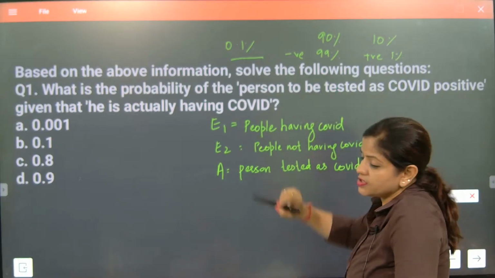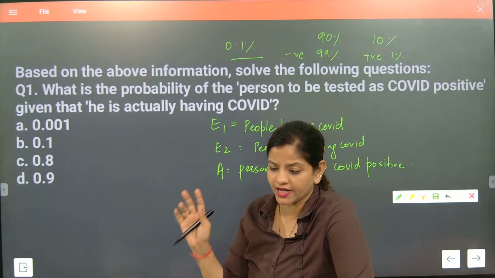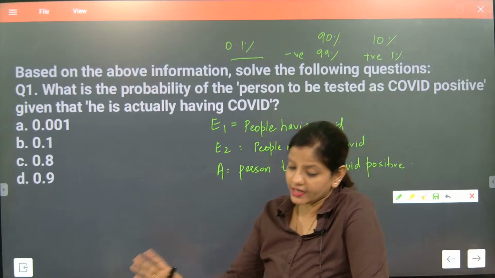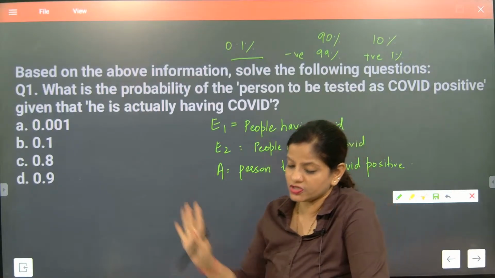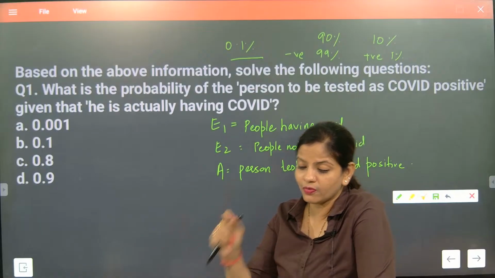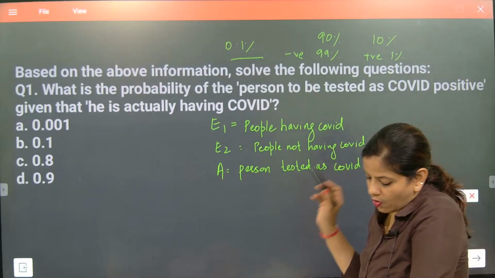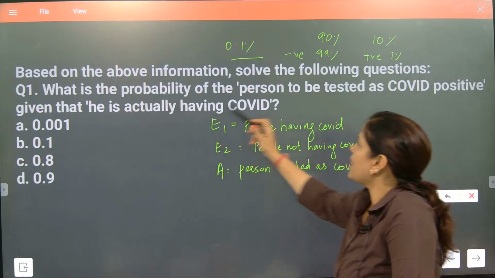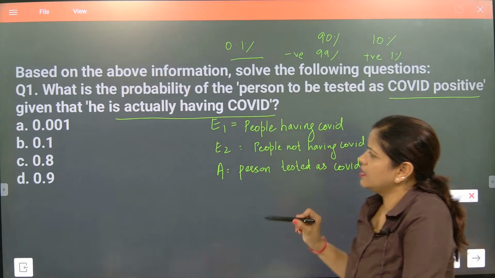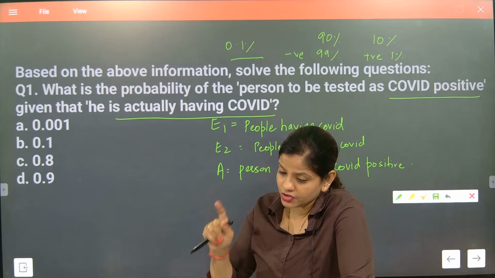So our content was, the machine which is detecting COVID is 90% accurate, 10% not accurate. Now 99% who went for the test are COVID negative, only 1% is COVID positive. Understood? And only 0.1% is suffering from COVID. So this is the entire story. Now, what is the question? What is the probability of the person to be tested as COVID positive given that he is having COVID? Okay, so he is having COVID and he should be tested as positive. So this is one part of the question.